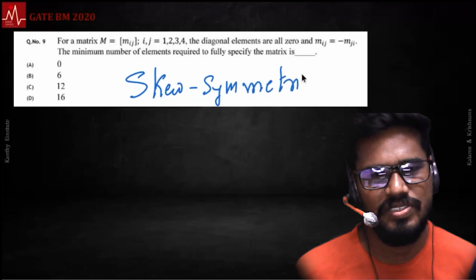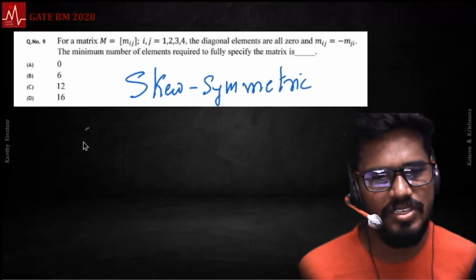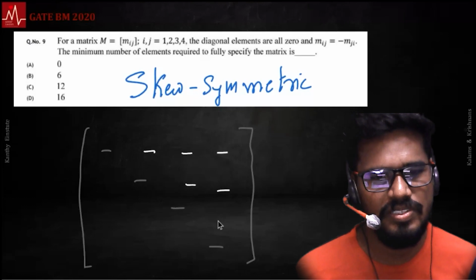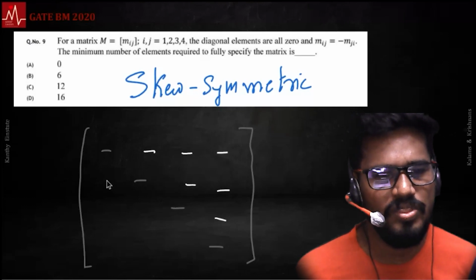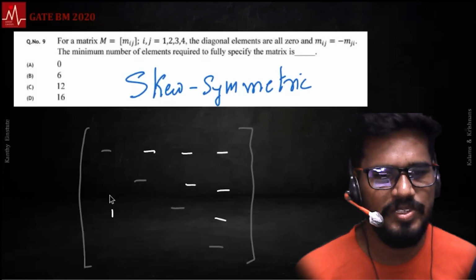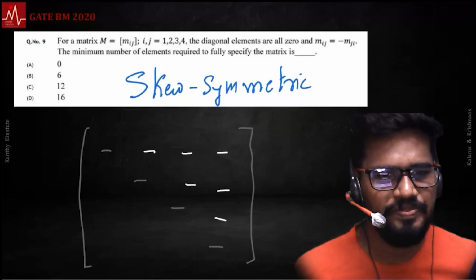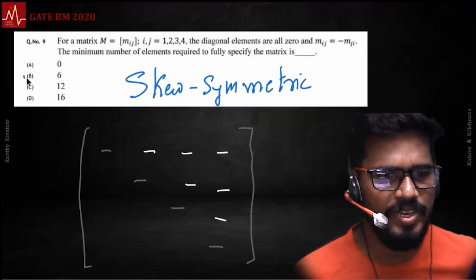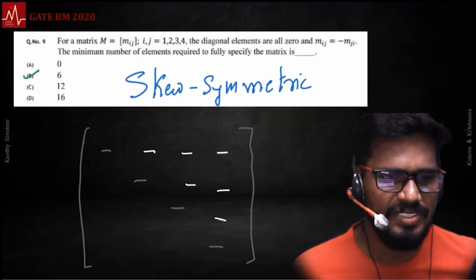Symmetric matrix. The diagonals are all 0. Let's take that matrix. Diagonals are 0. Specify what these 6 elements are. You know what these 6 elements are. It's just, they are negative of these elements. So you need to minimum number. You need to specify 6 of them. It's fairly easy. Let's not spend more time on this.